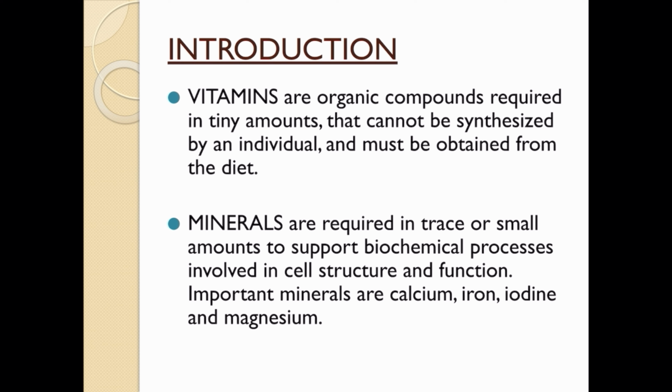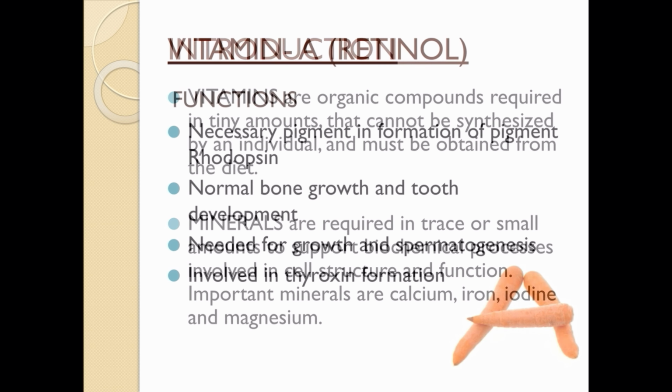Vitamins are organic compounds required in very tiny amounts that cannot be synthesized by an individual and must be obtained from the diet. Whereas minerals are required in trace or small amounts to support biochemical processes involved in cell structure and function. Some examples of important minerals are calcium, iron, iodine and magnesium.